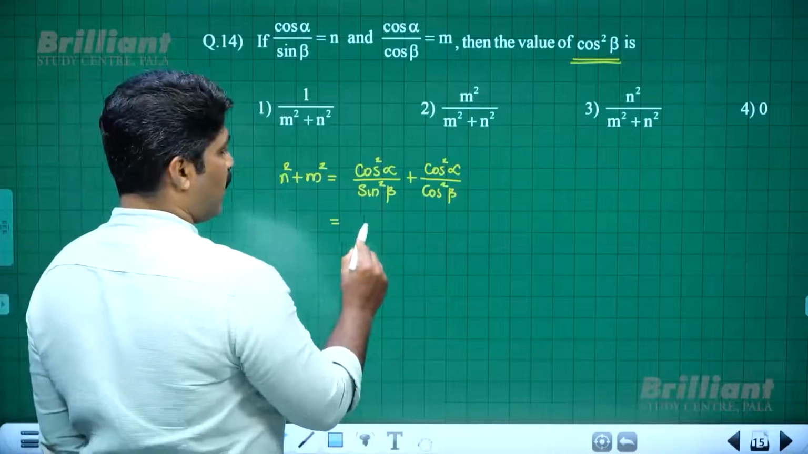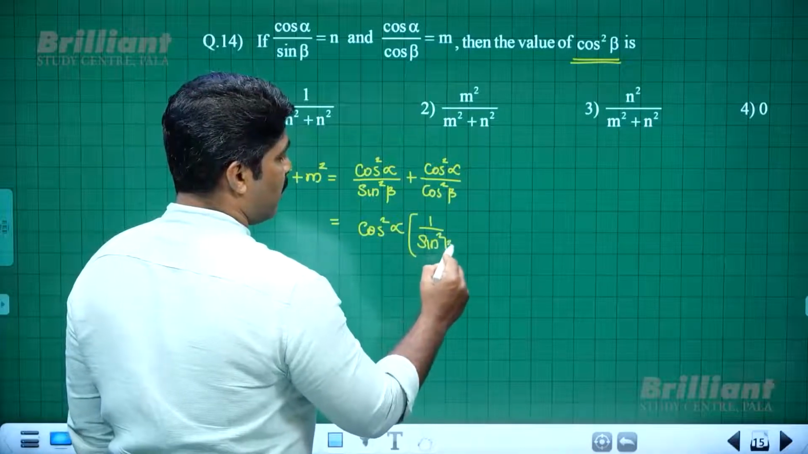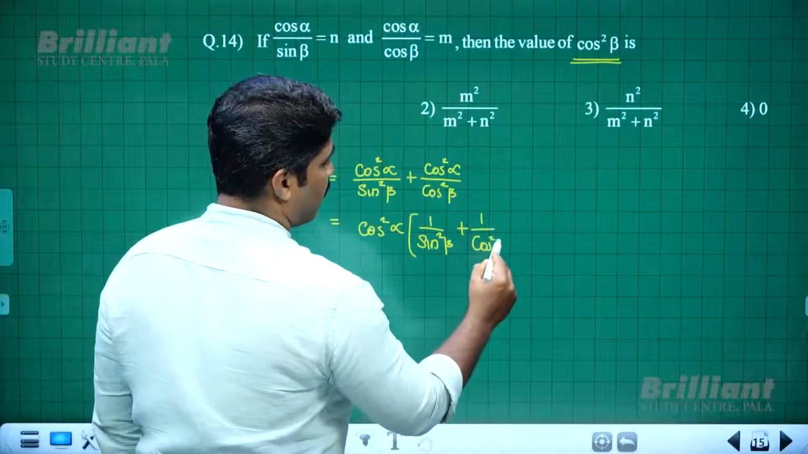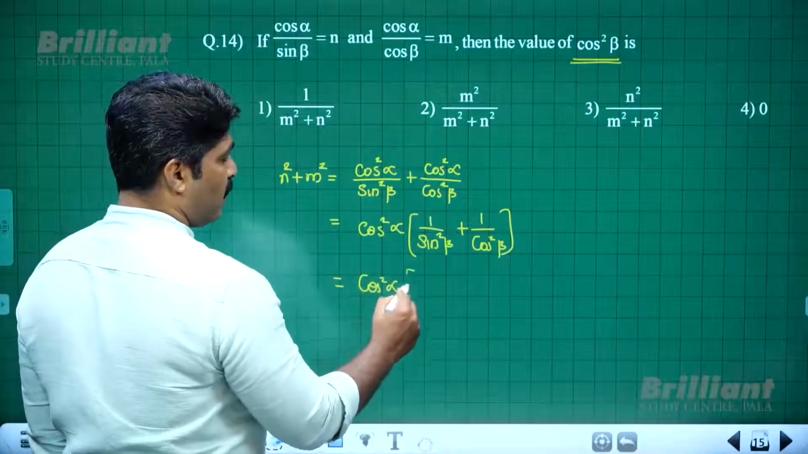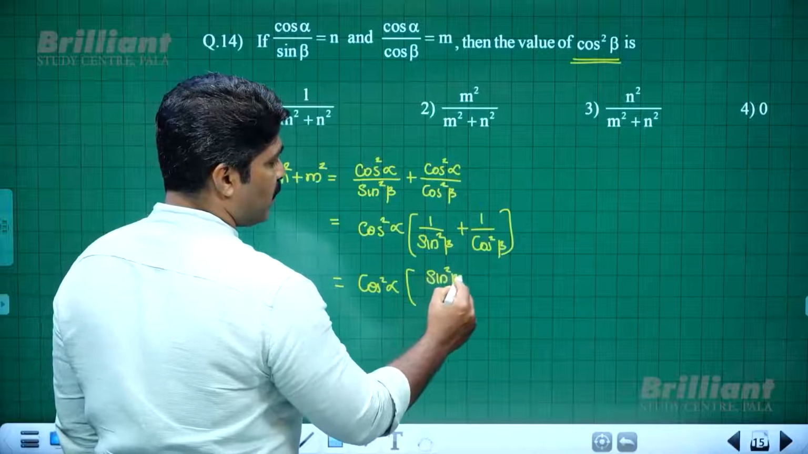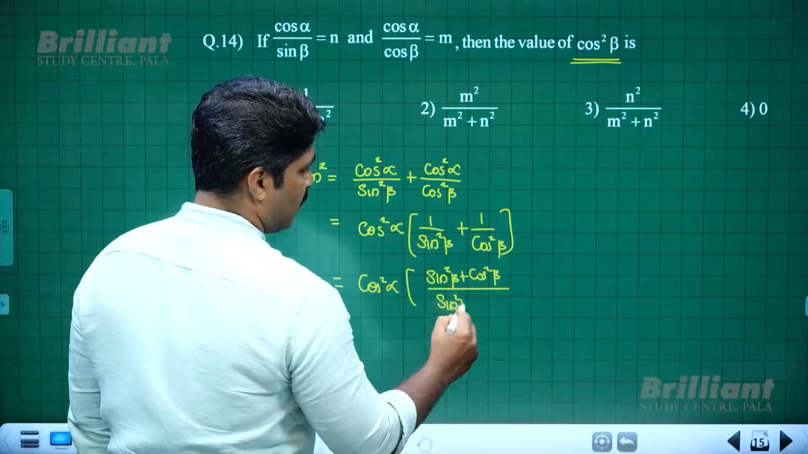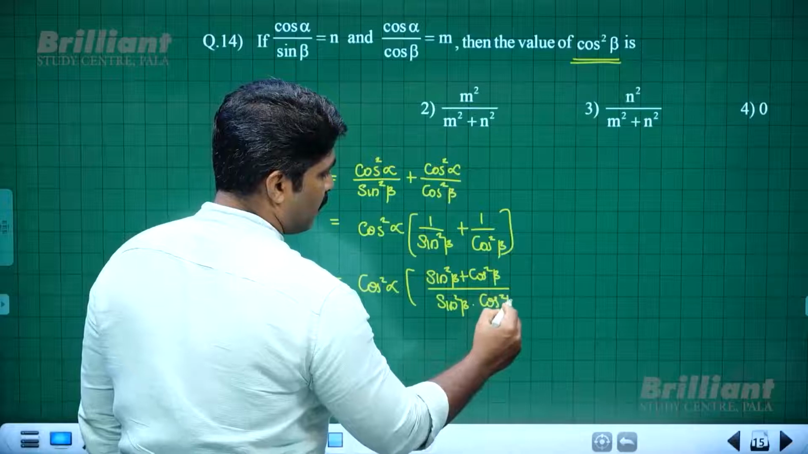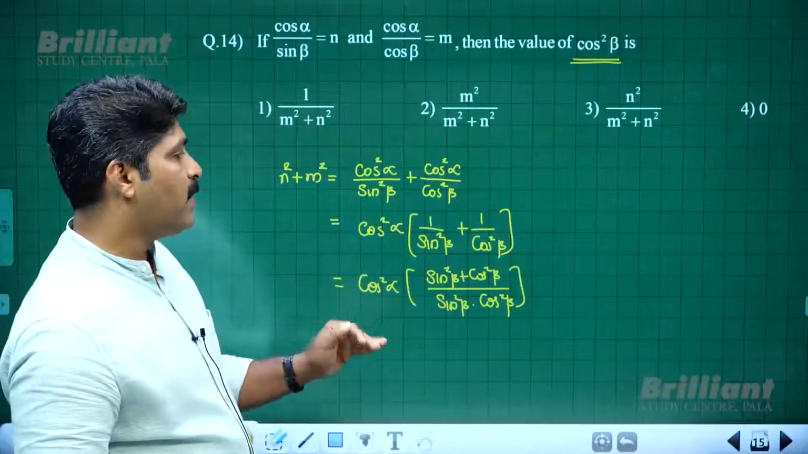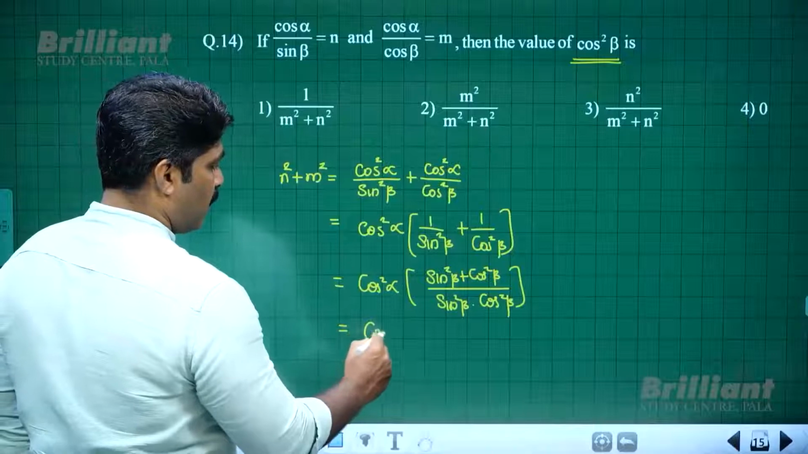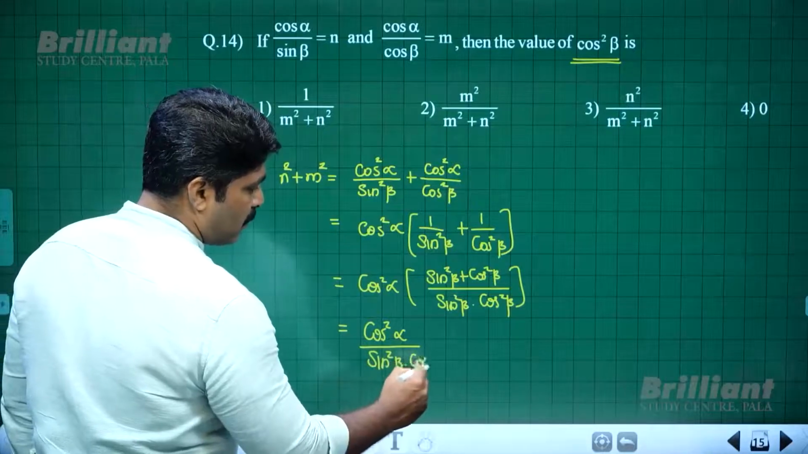Therefore, we can take this cos square alpha as common. So this is 1 by sin square beta plus 1 by cos square beta, because here cos square alpha is common. Inside the bracket, we can write this as cos square alpha into (sin square beta plus cos square beta) divided by (sin square beta into cos square beta). Got it? Here the numerator sin square beta plus cos square beta will be equal to 1. So this is simply cos square alpha by sin square beta into cos square beta.